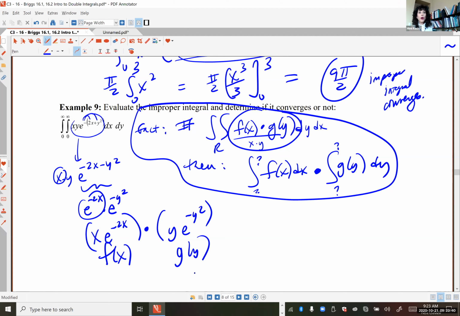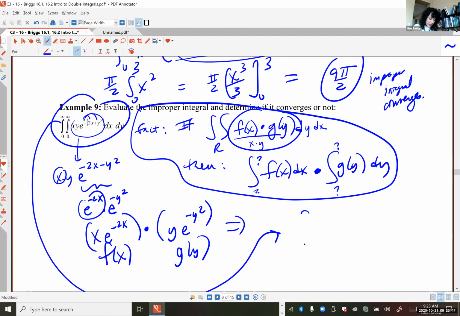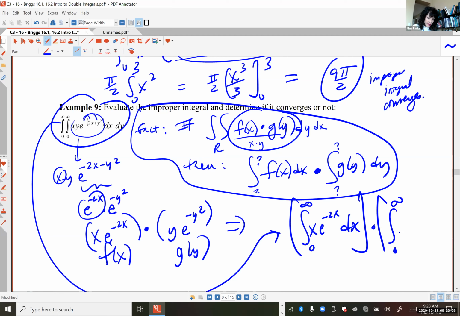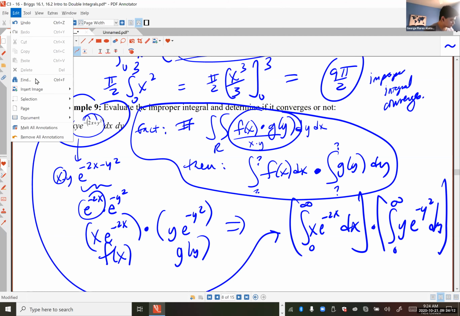I can just integrate the separate integrals. So this integral becomes the integral from 0 to infinity of x times e to the negative 2x dx, and then we're going to get whatever that result is. And then times the integral from 0 to infinity of y e to the negative y squared dy. Does everybody see the setup here, that you can do that for this problem, which is kind of cool? You should be saying cool beans right now.